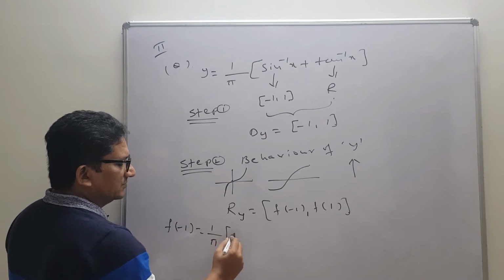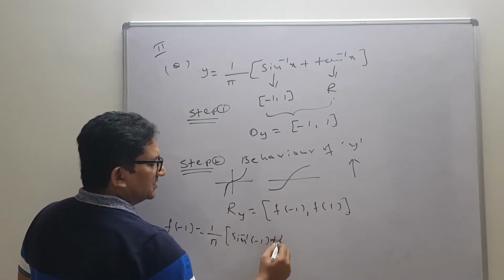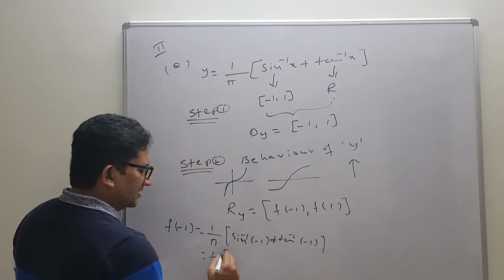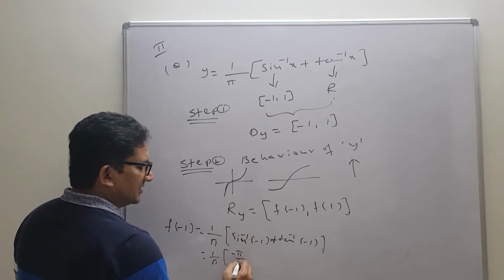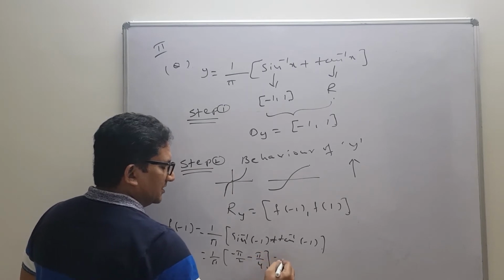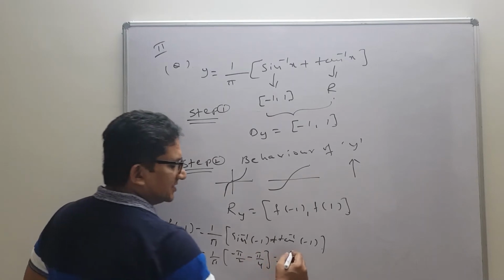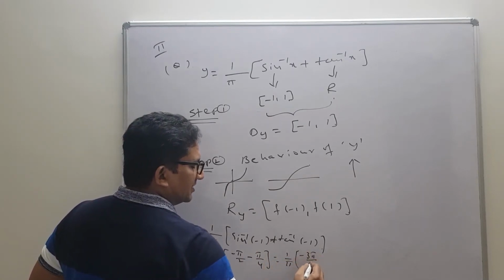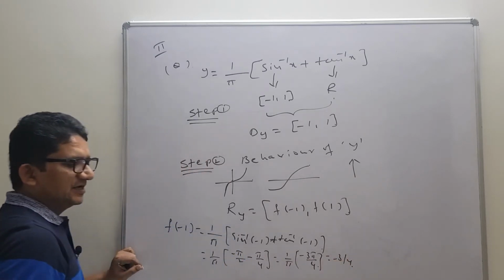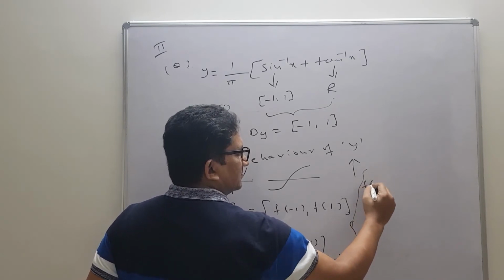1 by pi into sin inverse of minus 1 plus tan inverse of minus 1. So this is equal to 1 by pi. Sin inverse of minus 1 is minus pi by 2 and tan inverse of minus 1 is minus pi by 4. That is equal to 1 by pi into minus 90 minus 45, which is minus 135. Minus 135 can be written as minus 3 pi by 4. Pi gets cancelled, so what we got? Minus 3 by 4.